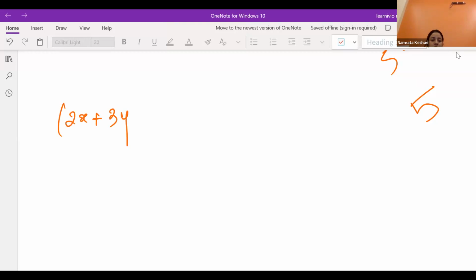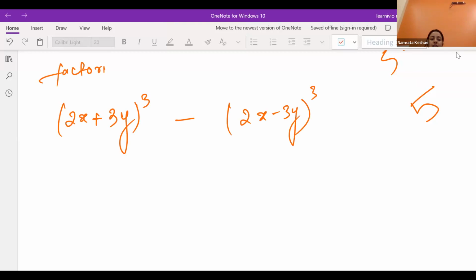2x plus 3y whole cube is there, minus 2x plus minus 3y whole cube is there. And we have to do the factorization over here. Please do it. Sazia, if you have done, great. If you have not done, please do it and tell me what you are getting. Not only you, everyone. This question is for everyone. Please try doing it.